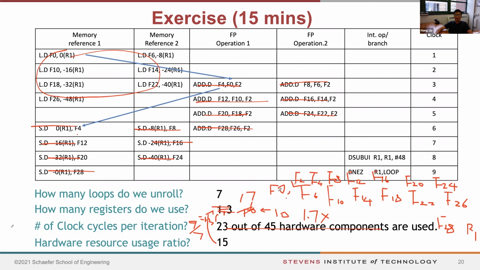We have in total how many hardware resource components used in 9 cycles? In total is 45 cycle operations. And then how many we used? 7, 7, 7. So 21, 22, 23. So it's 23. So that's 23 of 45. It's almost half of them are wasted, right? Okay.